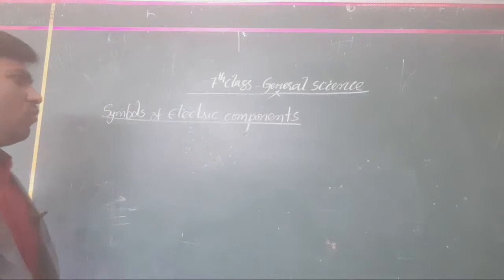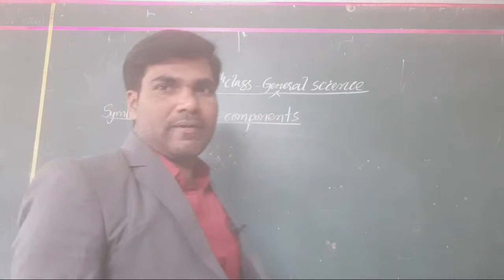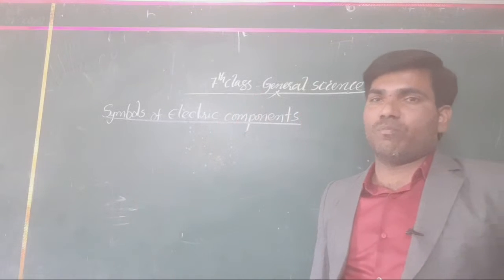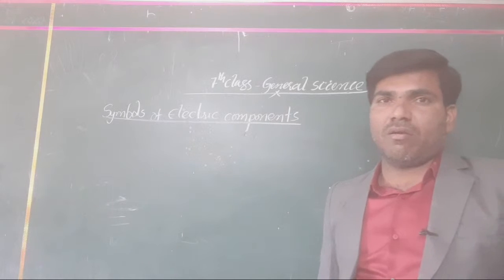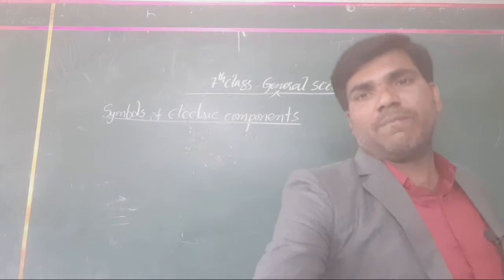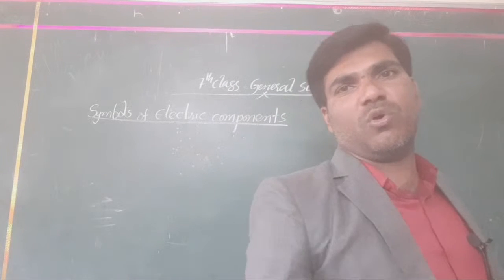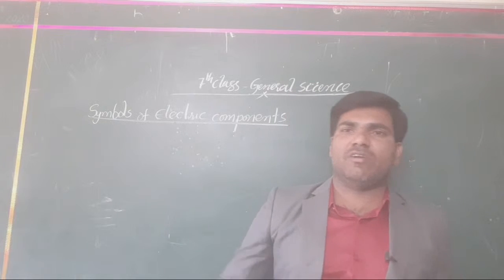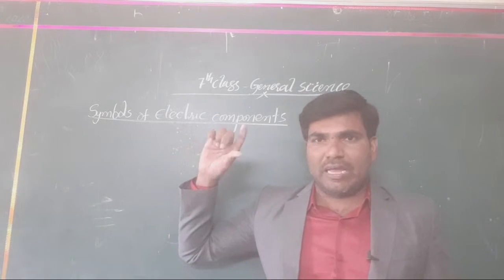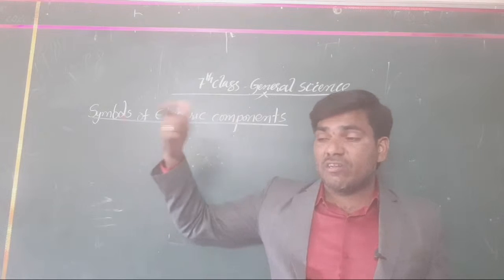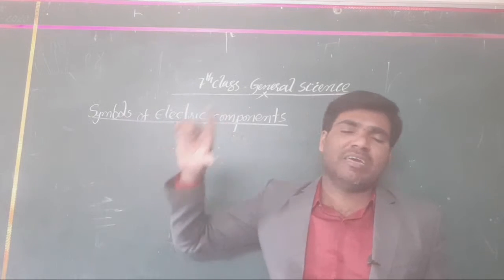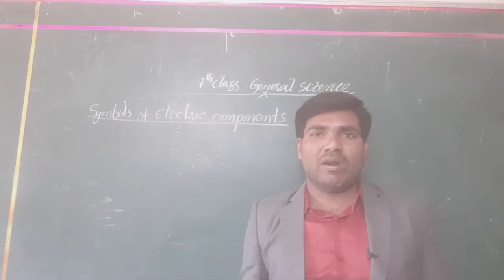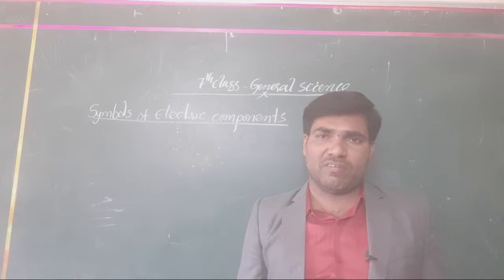we use many symbols to represent each instrument. Is that clear, all the students? I hope you got it. In our electrical circuit we use many symbols, and every time we do not draw the diagram of the instrument itself. Suppose a cell: you do not need to draw the cell, we just have a symbol for the cell, which is the electrical source.